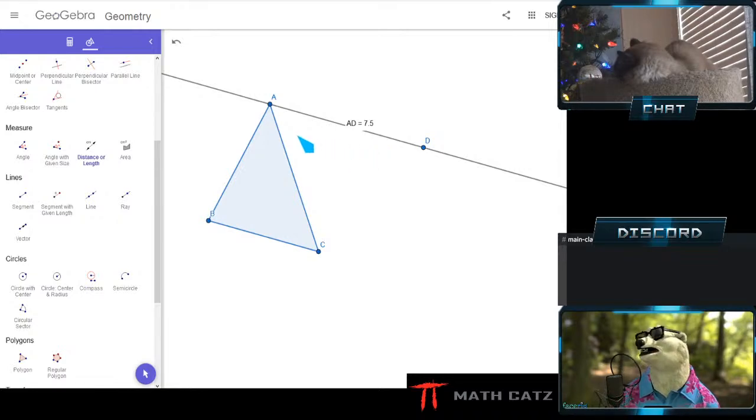Next, I need to multiply that by the scale factor. Let's do it in our calculator: 7.5 times 1.7.